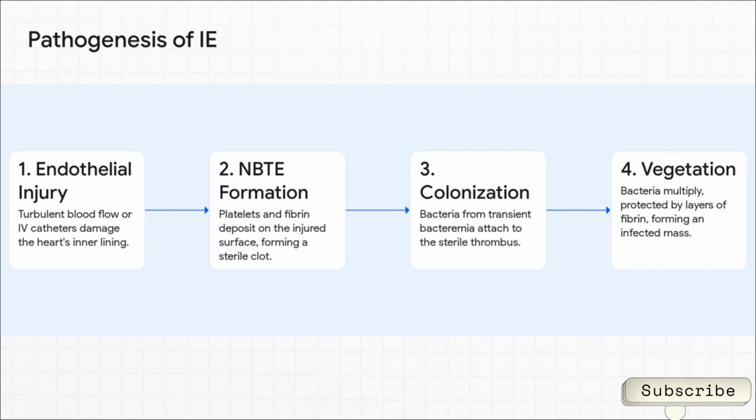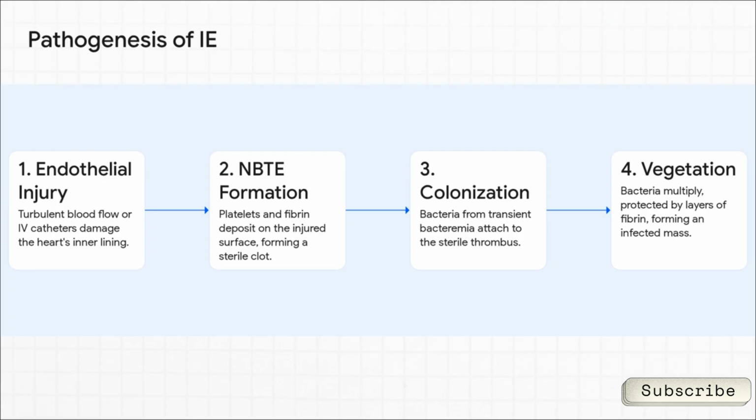Step 1, something has to rough up the inner lining of the heart. This could be turbulent blood flow from a faulty valve, or even just the tip of an IV catheter. Step 2, the body's repair crew shows up and forms a sterile little clot of platelets and fibrin over the injury. We call this a non-bacterial thrombotic endocarditis, or NBTE.